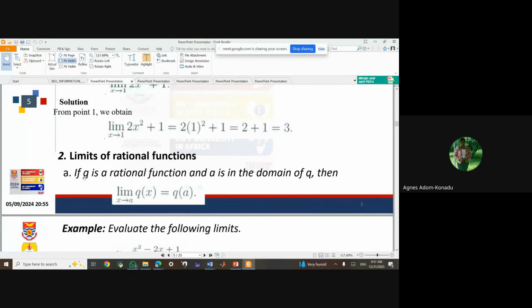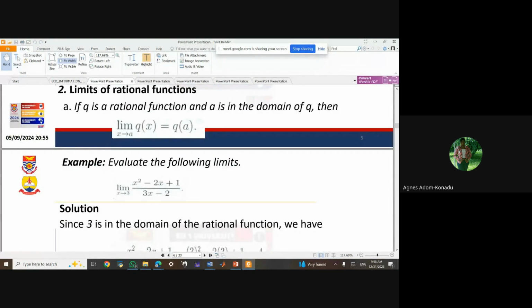Now, to find the limit of a rational function, first, you have to find the domain of the function. So if Q is a rational function and A is in the domain, you just substitute your A into the function. For example, we want to evaluate the limit as s approaches 3 of s squared minus 2s plus 1 over 3x minus 2. Please, what is the domain of this function?